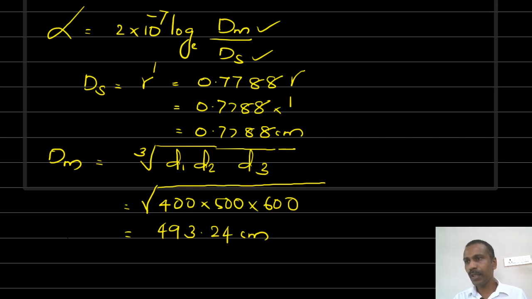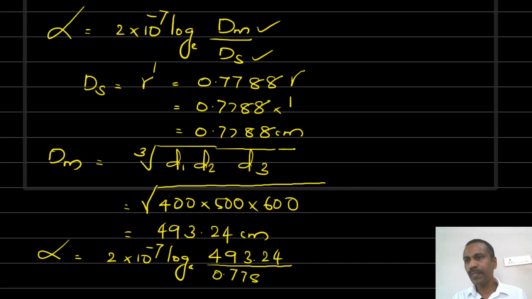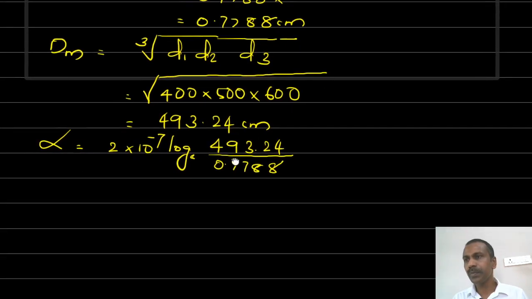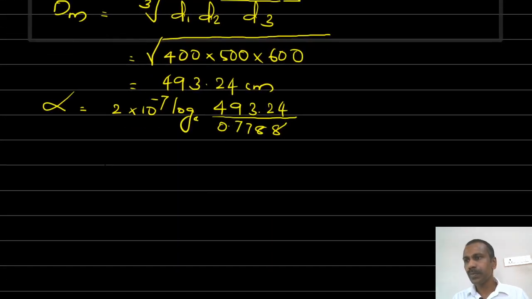And here inductance is equal to 2 into 10 raised to minus 7 natural logarithm or log with the base e. What is our Dm? 493.24 divided by, our Ds is equal to 0.7788. And this is equal to 1.29 into 10 raised to minus 6 Henry per meter.